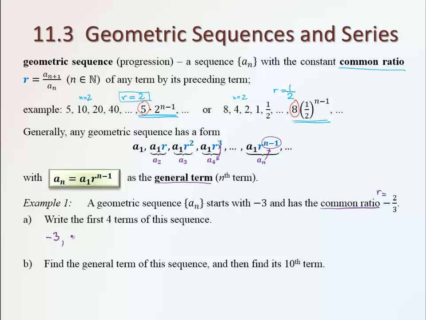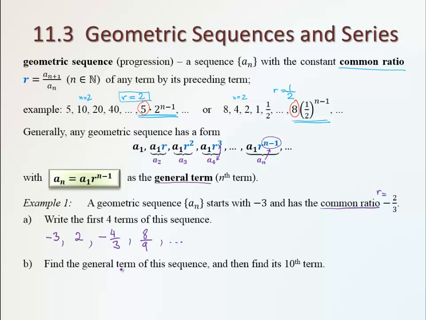So this term is positive, and 3 times 2/3 is just 2. Now 2 times -2/3, the sign will change to negative, and 2 times 2 is 4/3. And the next one, again, we change the sign, it will be positive, and 4/3 times 2/3 is 8/9. And so on, but we need just the first 4 terms.